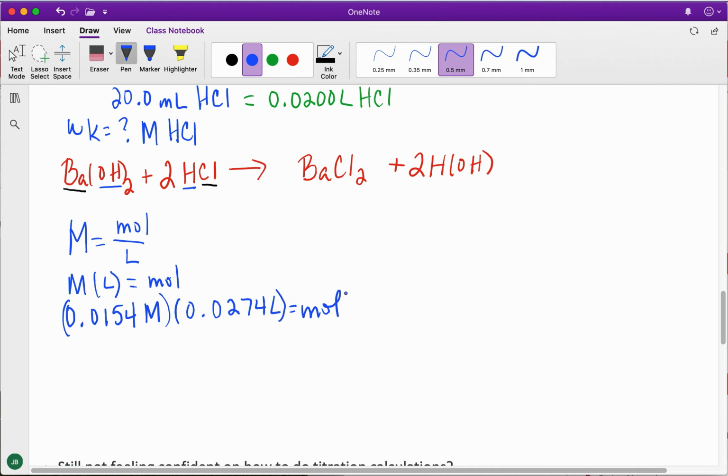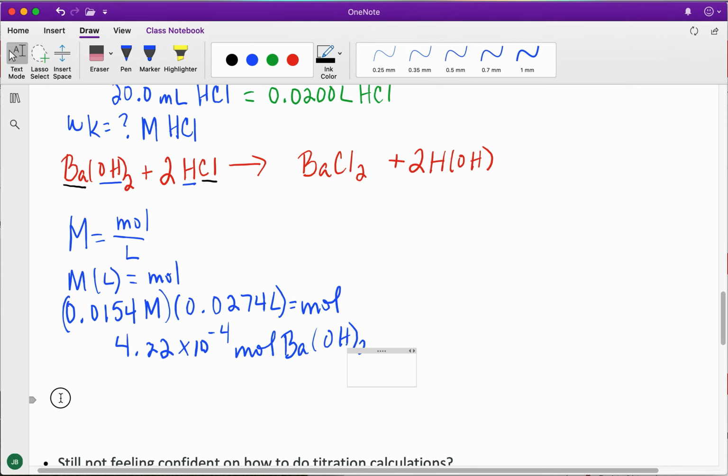So you're going to punch and crunch that, and you should come up with 4.22 times 10 to the negative fourth moles of barium hydroxide. Okay, so now you might be asking, what do you do with this? Well, now we're going to do mole to mole stoichiometry. Okay, so once again, I think I need still just a little bit more space.